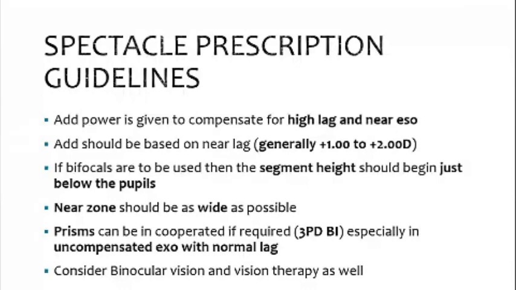You want to lift the segment height a bit upwards when you're prescribing bifocals for kids so that when they're doing near work, they're forced to look through that add portion. And also, the wider the near zone, the better myopia control effect you're going to get if you're going to use that. And also for kids who have low levels of accommodation or near exo, you would want to incorporate base-in prisms to help give you better myopia control.